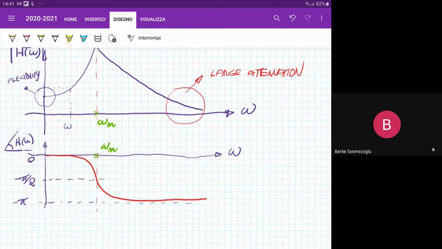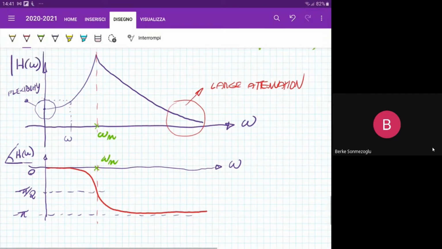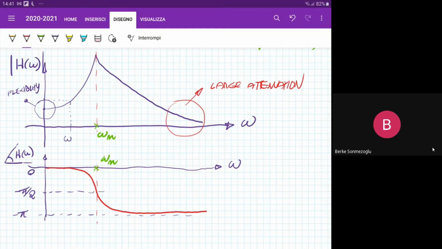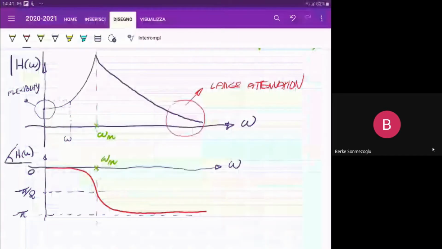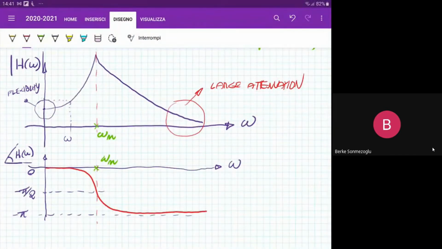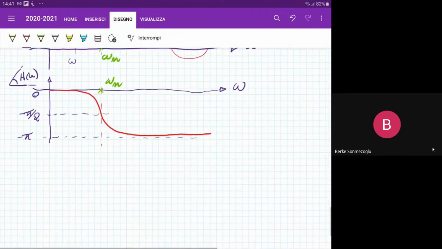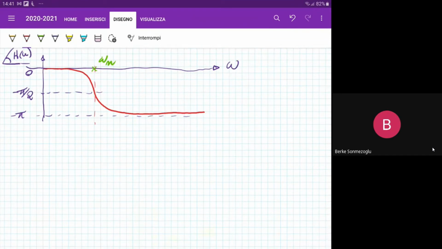Okay, so this is a very easy way of thinking about the frequency response function in terms of amplitude and phase. We can have the same representation, the same analysis as we had with this amplitude and phase, when referring to the real and imaginary part. When referring to that, the typical plots are the ones that I'm now going to draw.